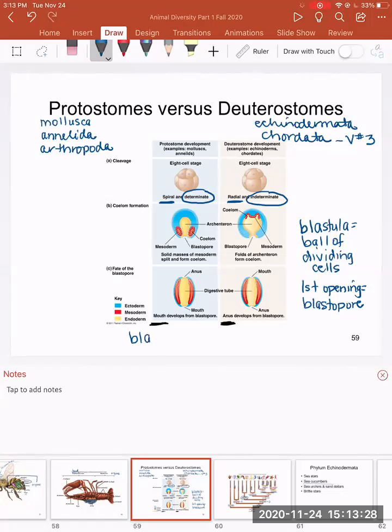So blastopore is that first opening, and oops, sorry, I just did it the opposite way. The blastopore becomes the mouth in the protostomes, and in the deuterostomes, it becomes the anus. Okay, I'm going to go back to the notes, and I'm going to write this down so you know exactly what you need to know. Let's go back to the notes.